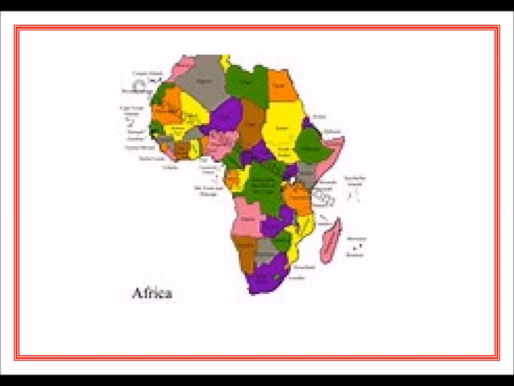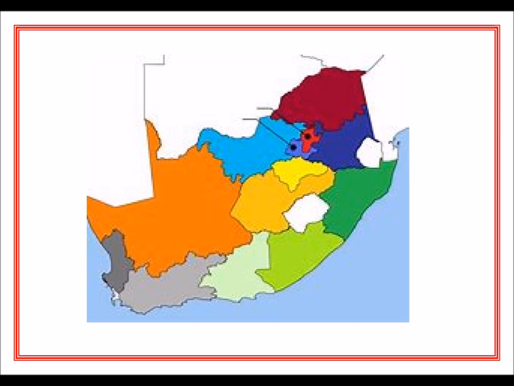Africa is broken up into many more pieces of land, and each of these are called countries. If we look at the country that is right at the bottom of Africa, this is South Africa. This is the country that we live in. South Africa is a beautiful country, and the people of South Africa are called South Africans.